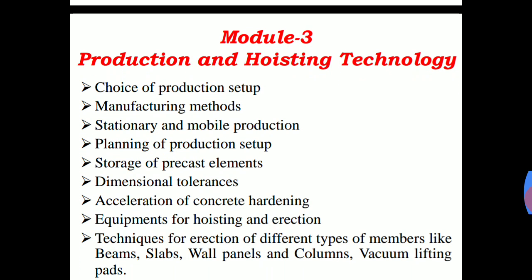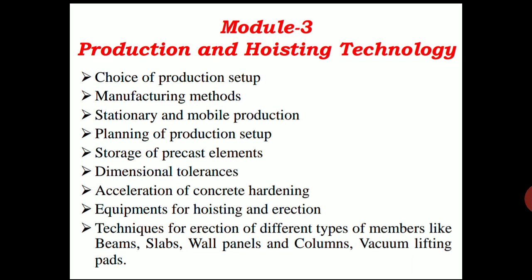And next in module 3 we'll study production and hoisting technology. So how we are going to manufacture or provide the production process for the structural elements, that also we will study in module 3. And then how we are going to erect it from one place to another. That is the production and hoisting technology. So choice of production setup: how you are going to select that particular production setup, which criteria we need to follow, and how that place should be. That part we'll study in the choice of production setup.